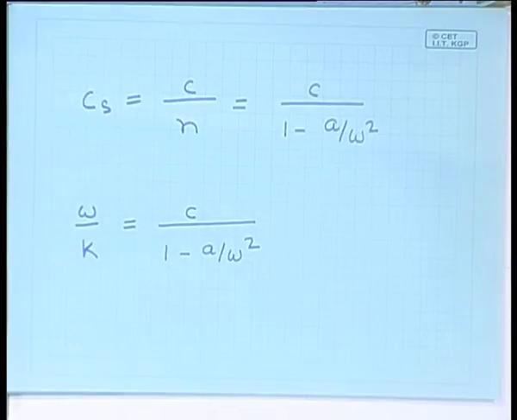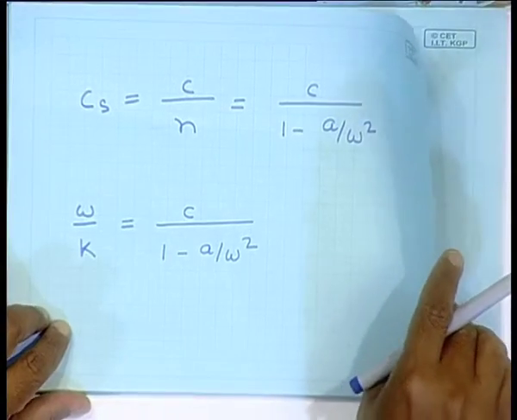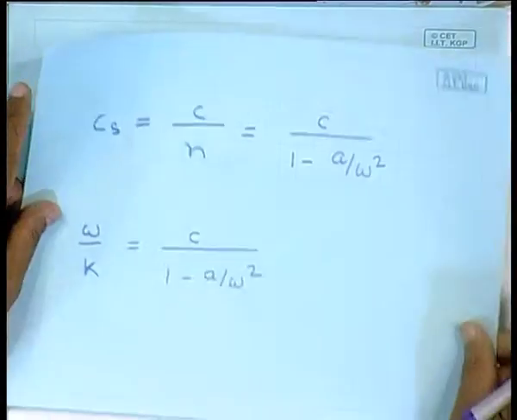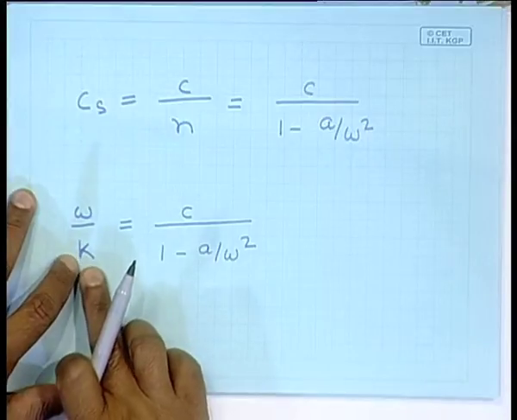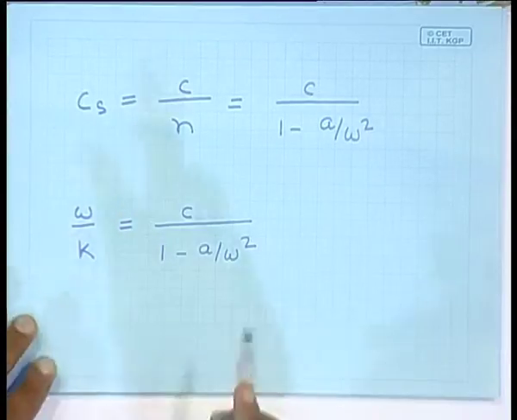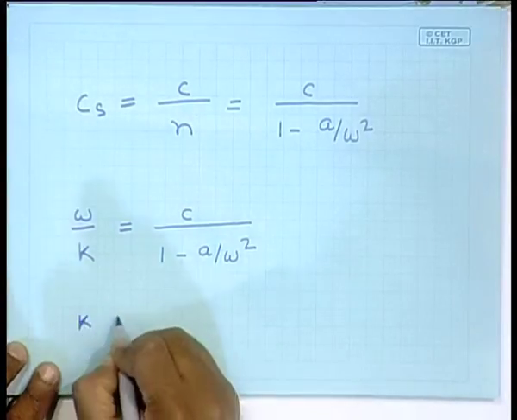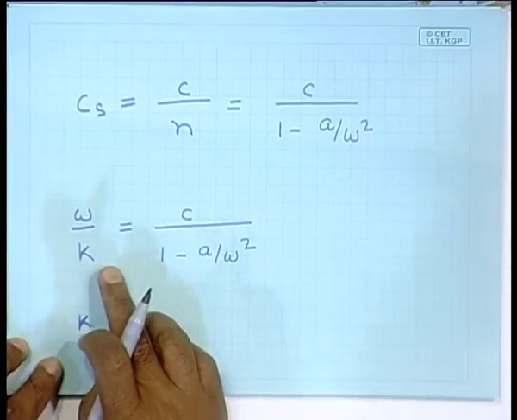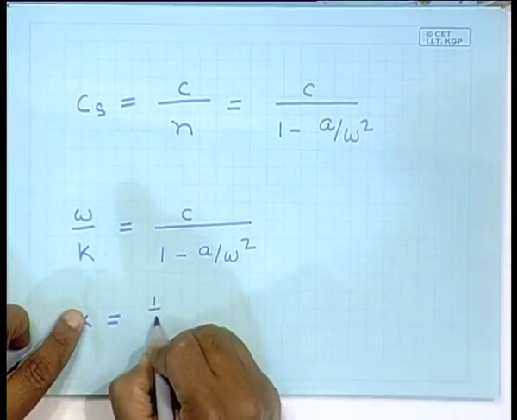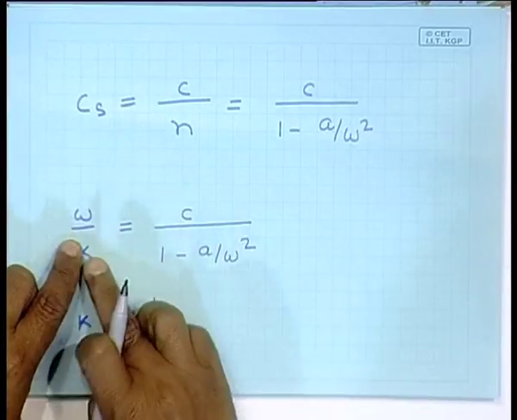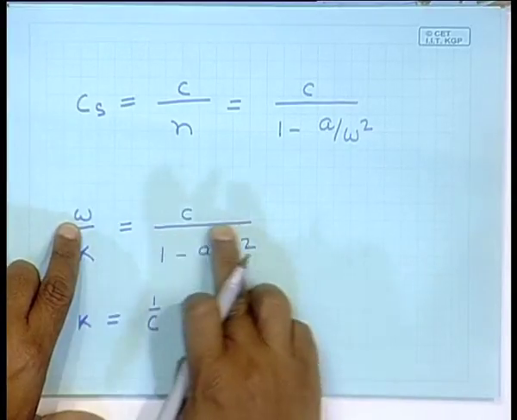Now, we want to next calculate the group velocity. To calculate the group velocity, we have to calculate the derivative of the angular frequency with respect to the wave number. So, what we do is we obtain an expression for k in terms of omega. Let us do that. So, k is going to be 1 by c into omega times this expression over here.